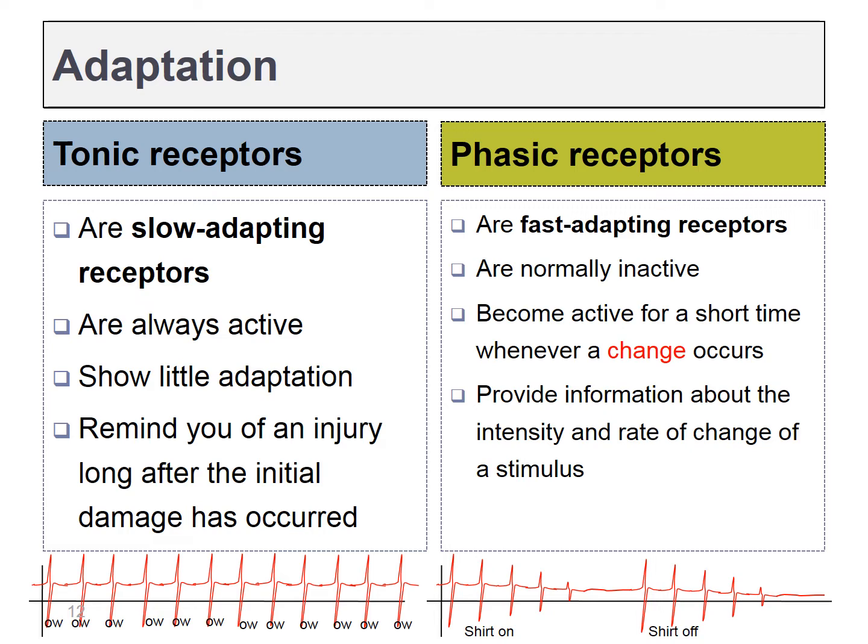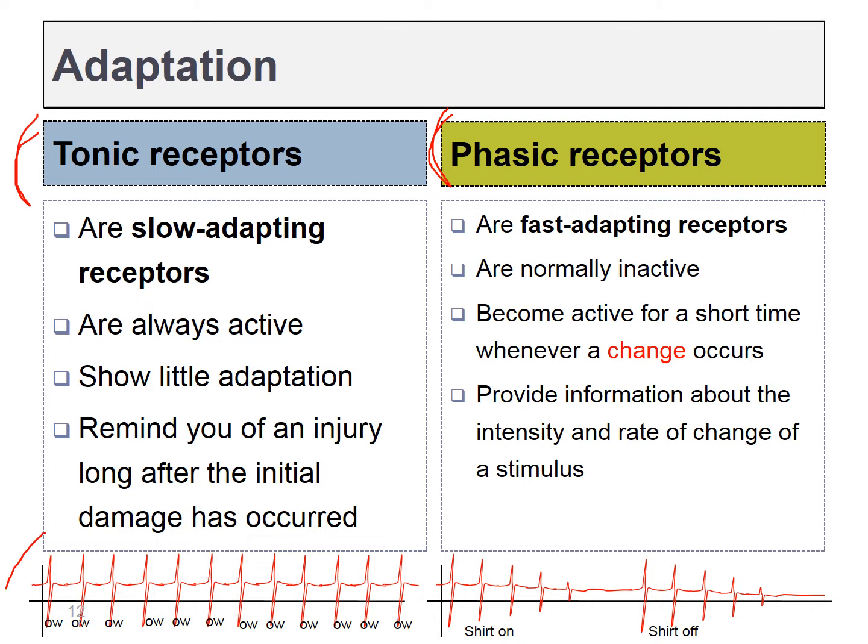Receptors that do that are called phasic receptors. They are going to adapt to signals, and they're only going to send information to the brain when something changes. In contrast to that, tonic receptors do not adapt. They are going to constantly send information to the brain, even if it's not changing.